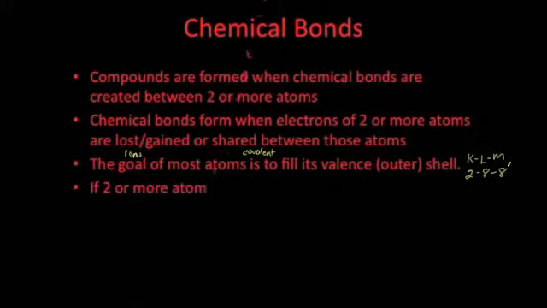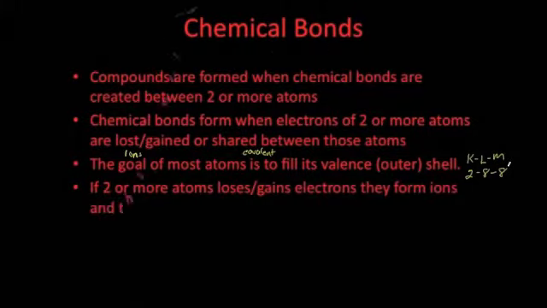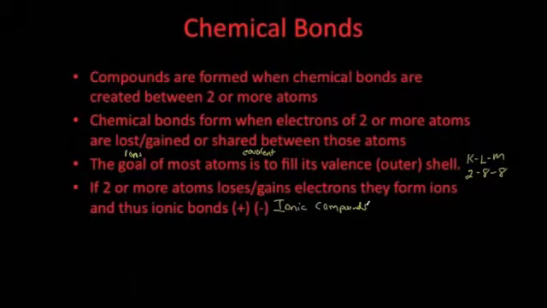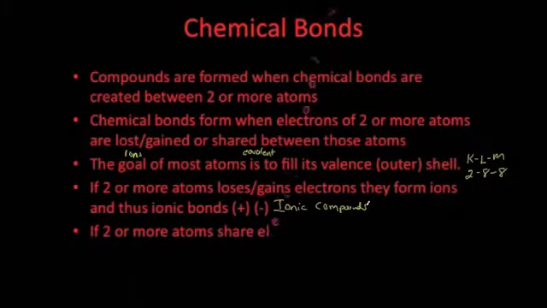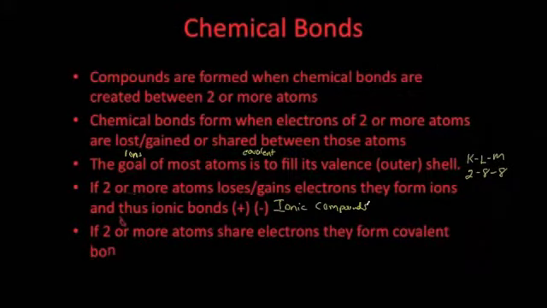So if 2 or more atoms lose or gain electrons, they form ions, and thus ionic bonds and ionic compounds. They usually occur between a metal and a nonmetal. Metals form positive ions, and nonmetals form negative ions, meaning they gain electrons. If 2 or more atoms share electrons, they form covalent bonds, and these usually occur between 2 nonmetals. For instance, hydrogen and oxygen is water, and they form a covalent bond, and they're both nonmetals. Whereas sodium chloride, which we know is salt, is an ionic compound, and sodium is the metal, and chlorine is the nonmetal.